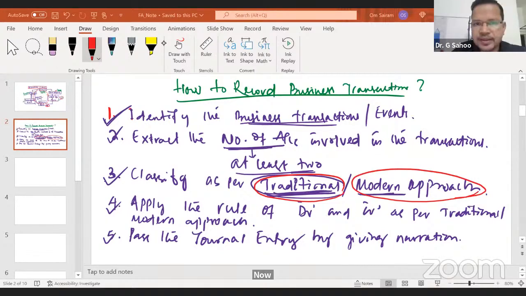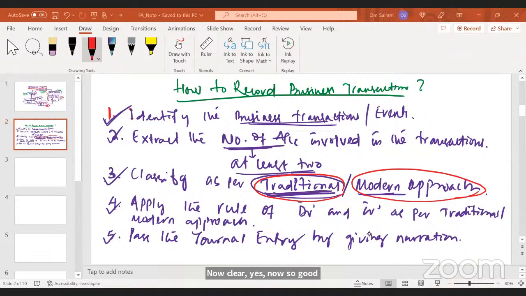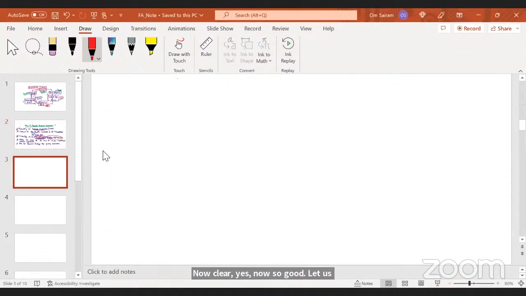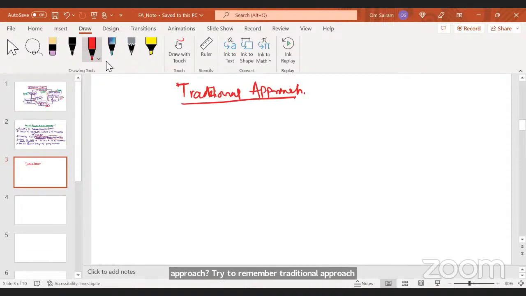So let us discuss what is traditional approach. Why will you follow this traditional approach or modern approach? Try to remember traditional approach. Here we have to follow this approach to apply the rule of debit and credit. So this traditional approach is otherwise also known as the British approach. British approach, please remember.